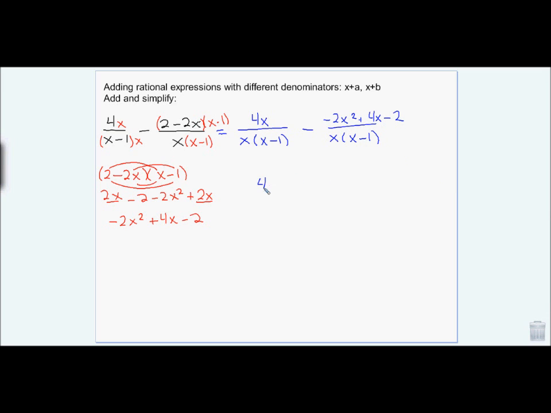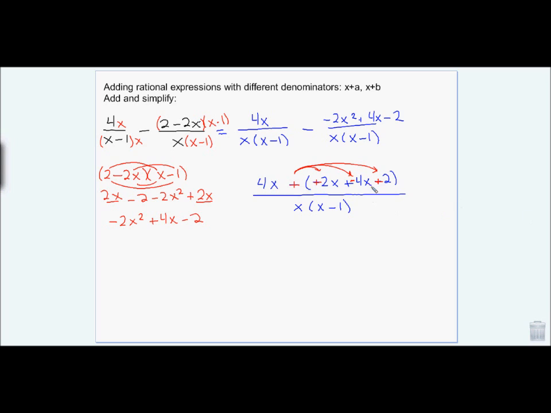Now when I combine these, this time I have subtraction. So I'm just going to keep writing this out. And I'm going to put that second numerator in parentheses so that I don't forget that I have to distribute this negative. And what that does is, by distributing the negative, I change my problem to addition, and I change all of my signs. So my negatives become positives, and my positives become negatives.